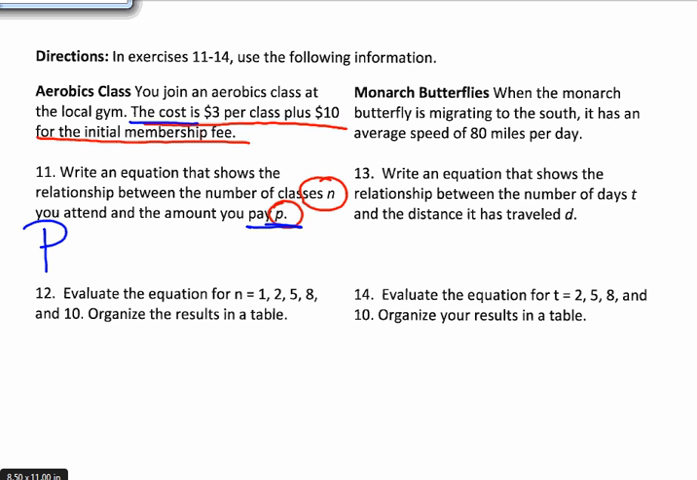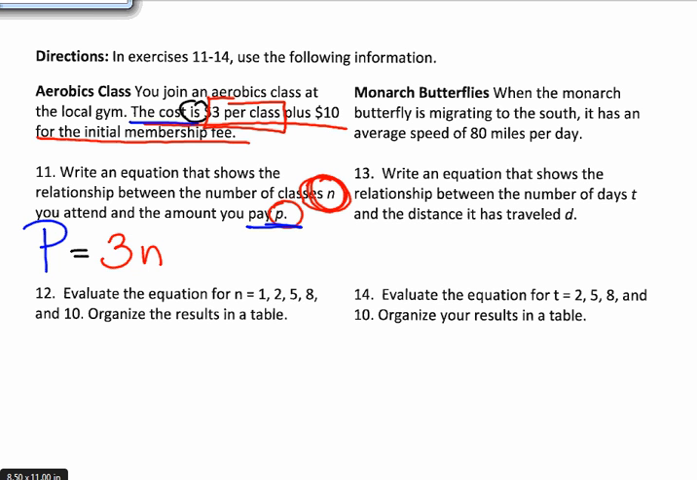My next part is the word "is." Is my equal sign. Next part, $3 per class. Do I know how many classes I'm taking? No, but it tells me here we're going to use N for our classes. So we're going to write 3N. Because remember, if I had one class, I'd take 3 times 1. If I did 2 classes, I'd take 3 times 2.